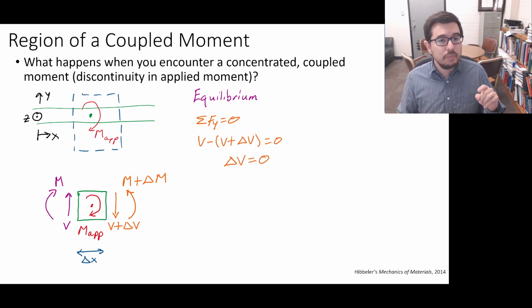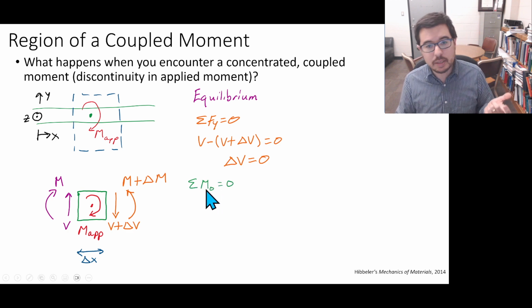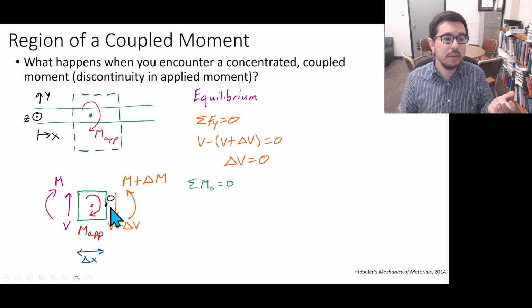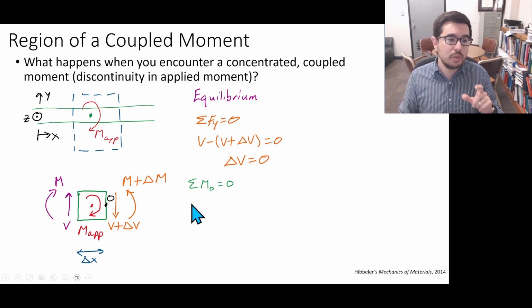Now, let's look at what's happening with the bending moment. To do this, we go ahead and select a location. We'll say it's going to be on the right side here, and we'll call that point O. What's contributing to a resultant bending moment here?